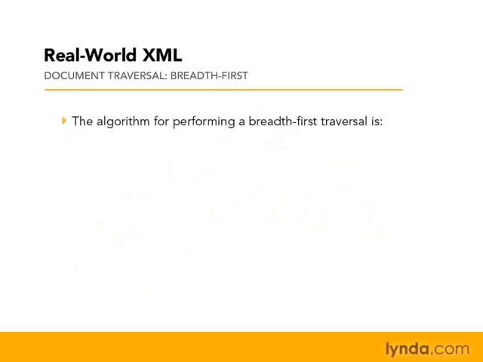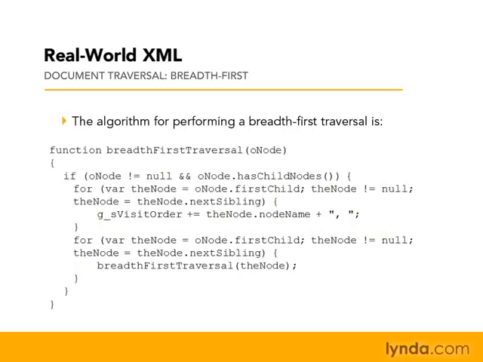This is called a breadth-first traversal, and it takes the node that we want to start at, and the first thing we do is check to see if the node is not equal to null, and that it actually has some child nodes that we can process. So we have our for loop, and we say for the node equals node first child, and we make sure that the node is not equal to null. And when we want to advance the node, we go to get the next sibling. And now what we're doing is we're changing the visit order to process it right here up front before we go down to the next level.